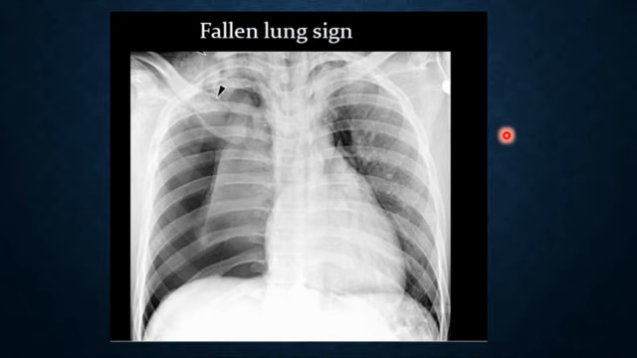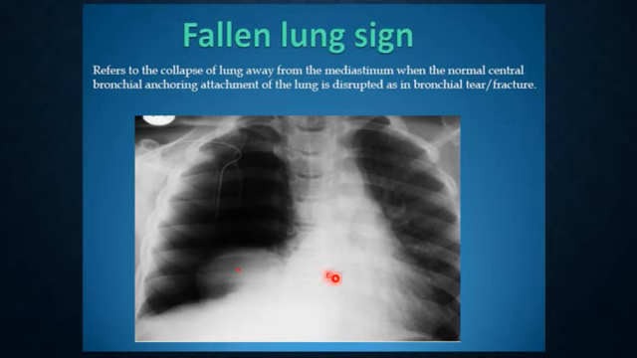Okay. So there is a complete laceration of the bronchus, so the lung will fall. Literally, the lung is falling. Why? Because from the hilum, the bronchus is lacerated. Okay? So when you have it, the lung is falling, collapsed. There is the central bronchial anchoring attachment of the lung disrupted as a bronchial tear or fracture. Of course, it will always be in the setting of trauma.